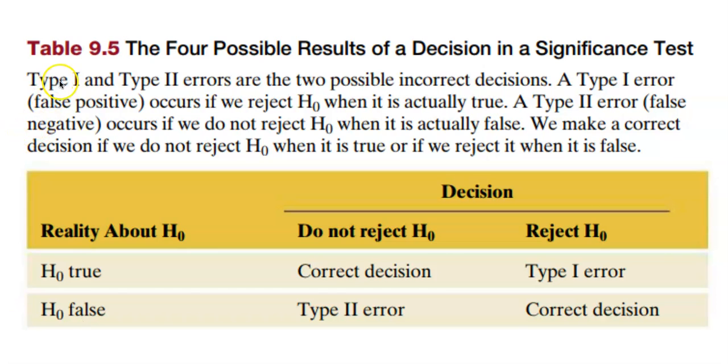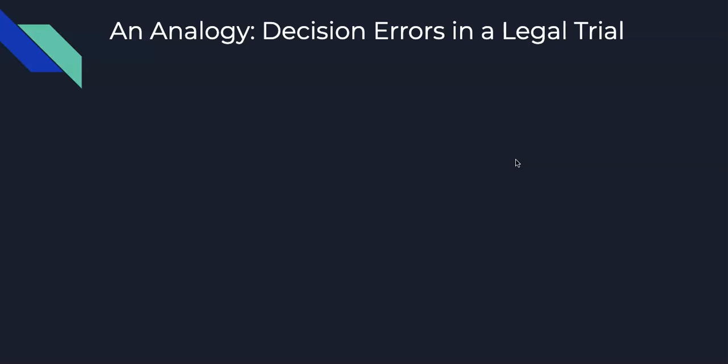Let me read this. Type 1 and type 2 errors are the two possible incorrect decisions. A type 1 error, false positive, occurs if we reject the null when it is actually true. A type 2 error, false negative, occurs if we do not reject the null when it is actually false. We make a correct decision if we do not reject null when it is true, or if we reject it when it is false. So that was a very loaded sentence, really a paragraph. I talked about 4 cases, but if you just take it slow and read it, they all make sense, right? They kind of make sense.